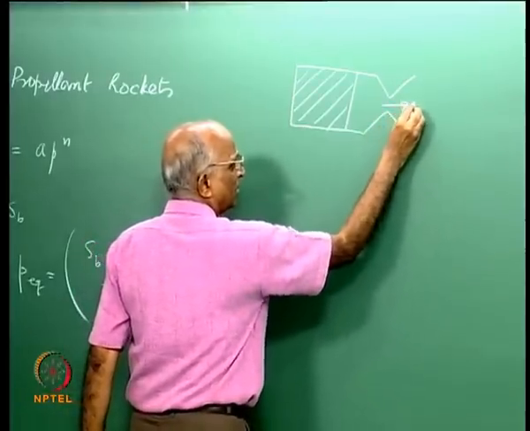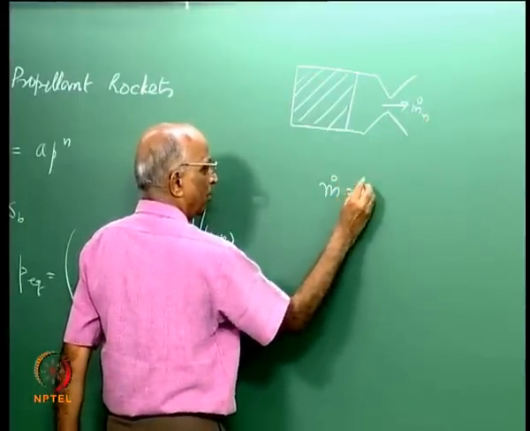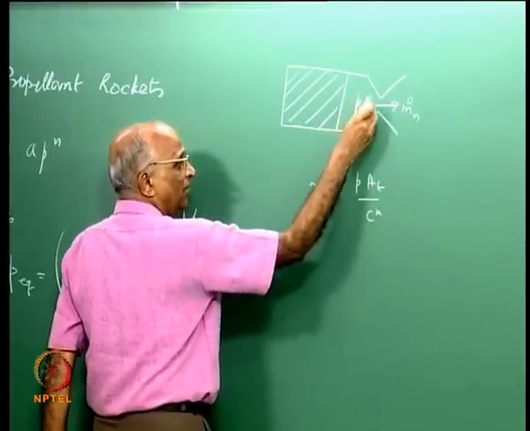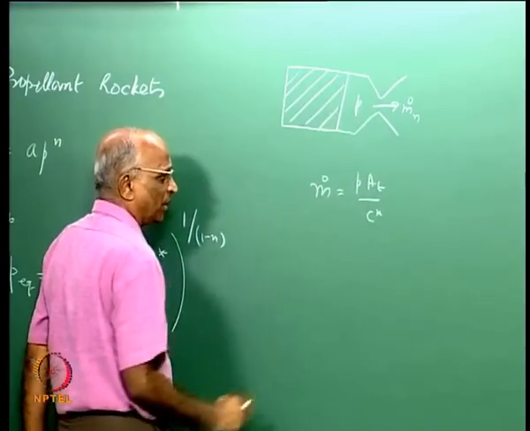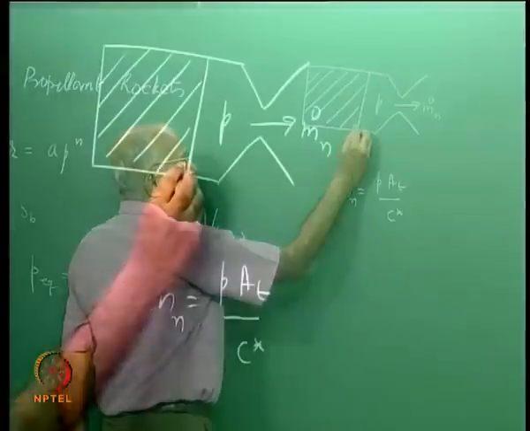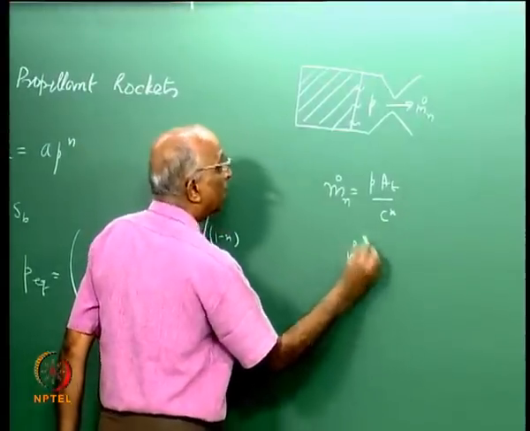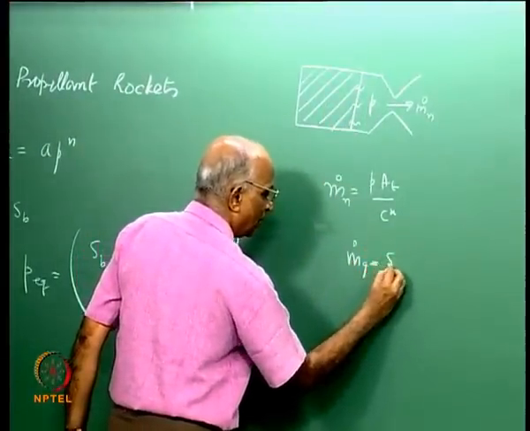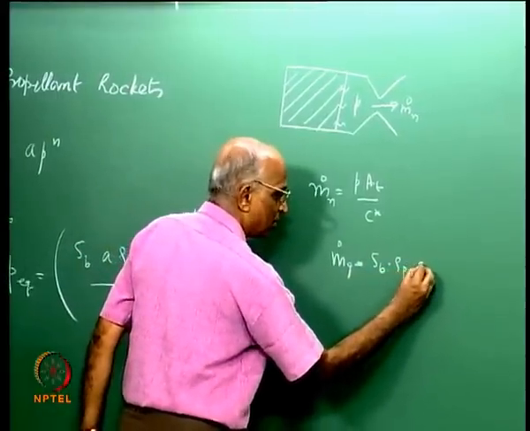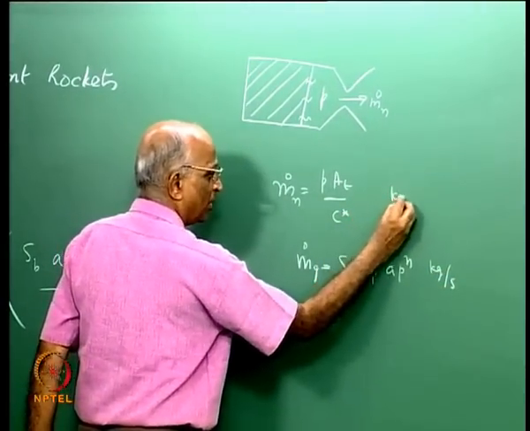We said the rate at which mass leaves through the nozzle, m dot n, can be written as p At divided by C star, where p is the pressure here, and it is always choked at the throat. This is the volume I am considering, and that is the mass leaving the nozzle. The rate at which mass is generated from the burning of propellant is Sb into the propellant density into the burn rate r, which is equal to a p to the power n, so much kilograms per second.